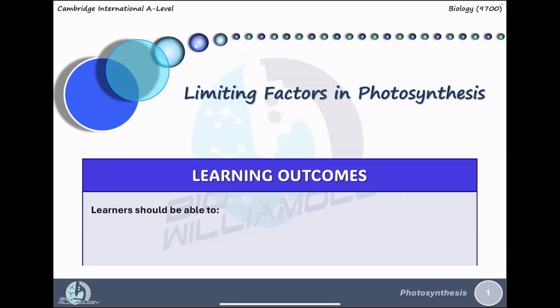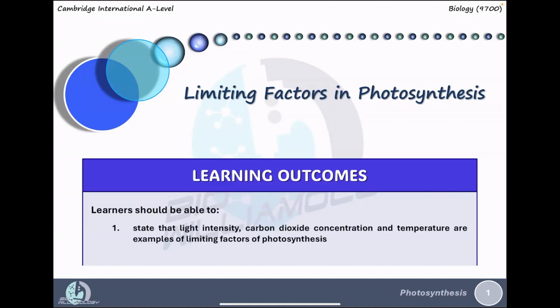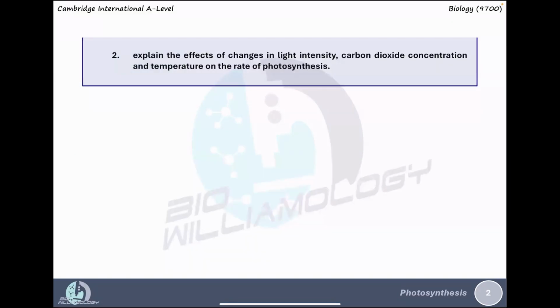In this lesson, we will explore limiting factors in photosynthesis. At the end of this lesson, you will be able to state that light intensity, carbon dioxide concentration, and temperature are examples of limiting factors of photosynthesis, and explain the effect of changes in light intensity, carbon dioxide concentration, and temperature on the rate of photosynthesis. Let's get started.